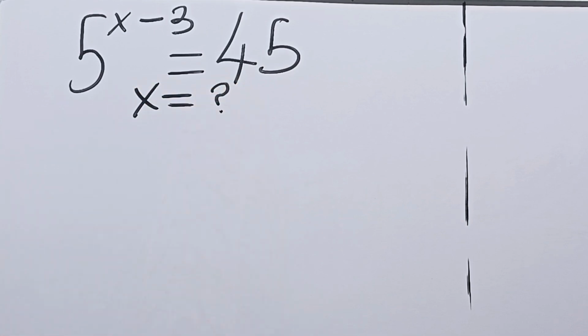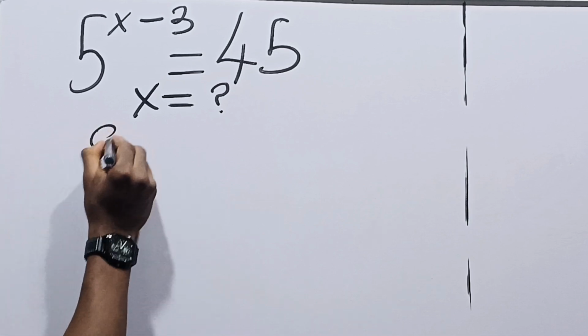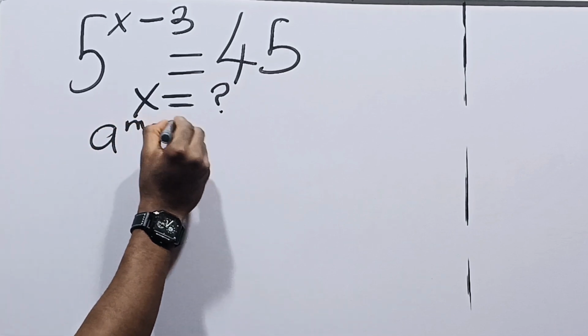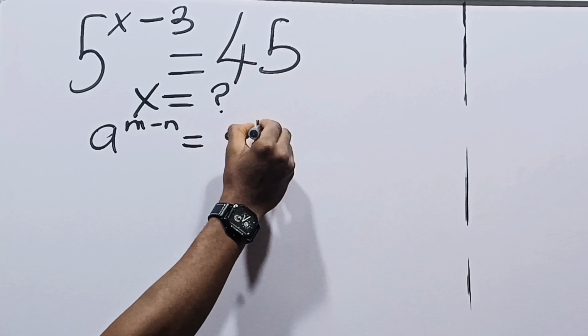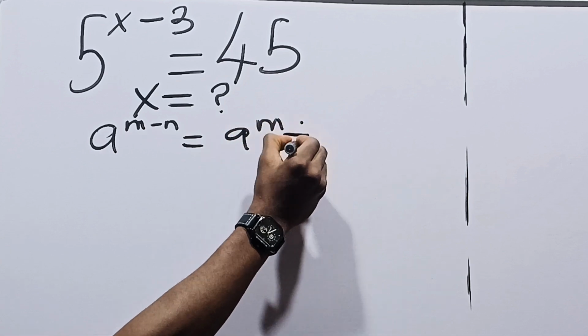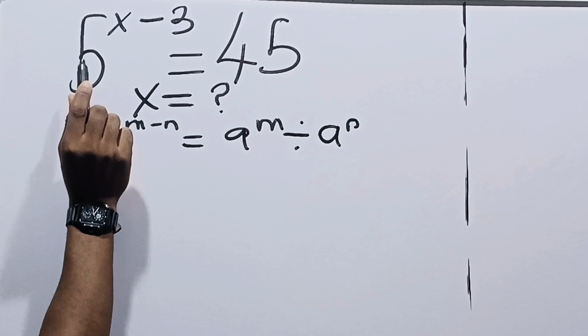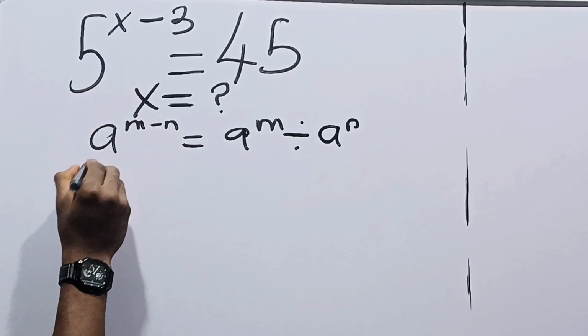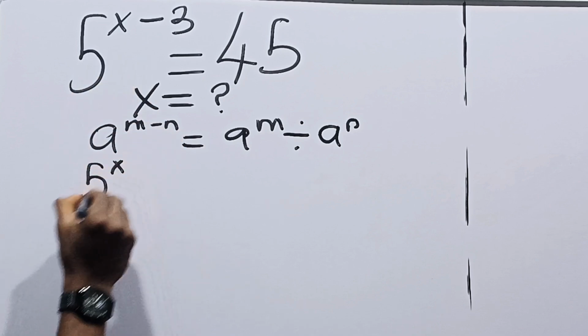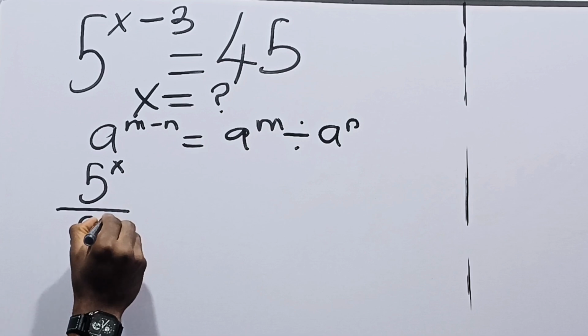Now, first things first, when we have a raised to the power m minus n, it is equal to a raised to the power m divided by a raised to the power n. So 5 raised to the power x minus 3 is equal to 5 raised to the power x divided by 5 raised to the power 3.